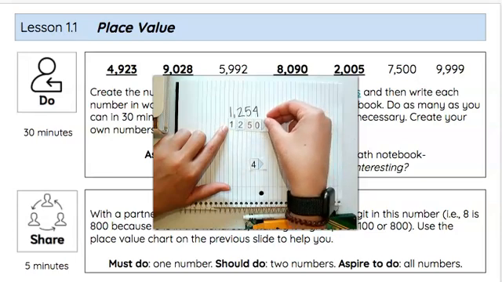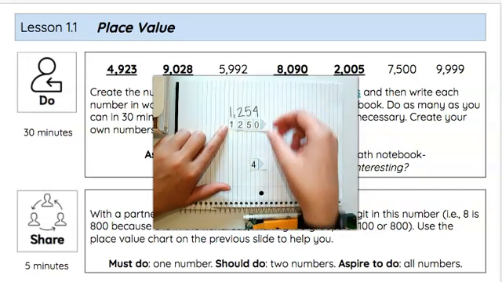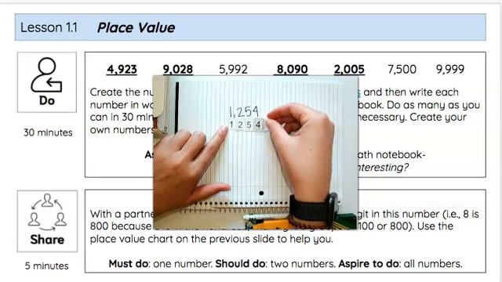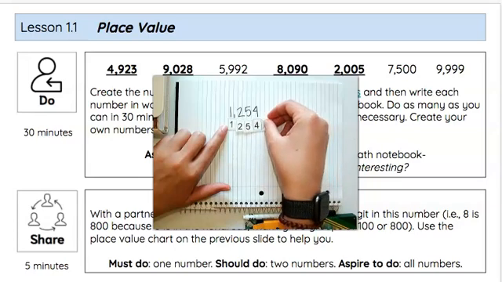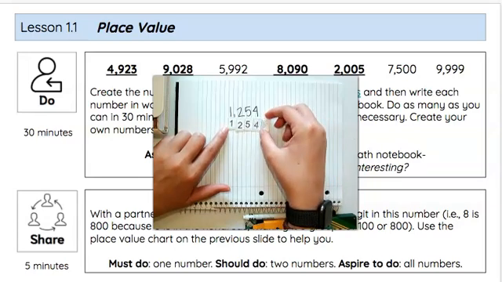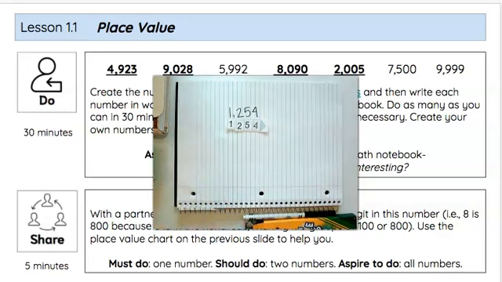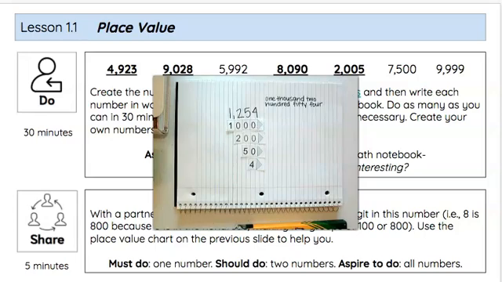Now we have 1,250. And finally, adding the last number, we have 1,254. That is the name of this number. Now that we've named our number, let's use the place value arrow cards to put this number into expanded notation.